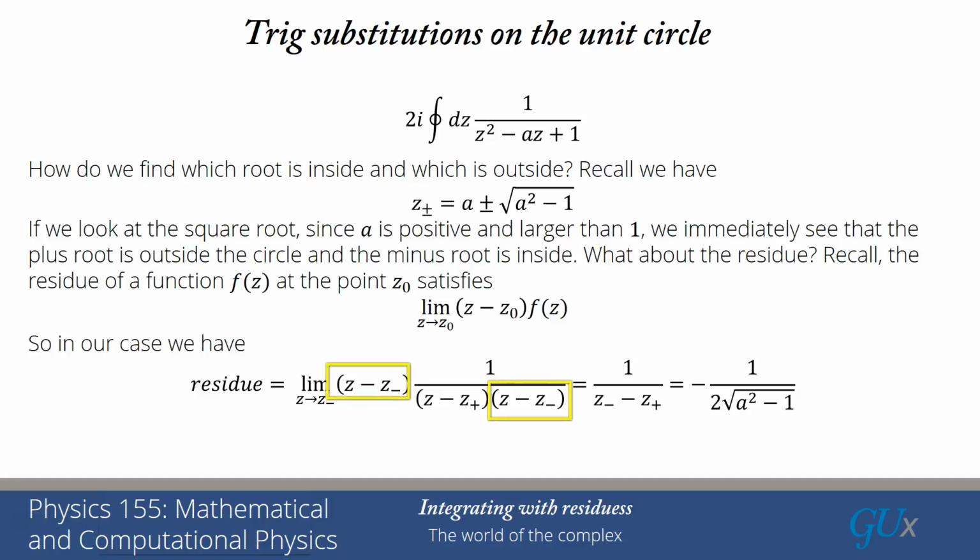I'm left with, and I have to evaluate it at z goes to z minus, so I'm left with 1 over z minus z plus. And when I work that out, I get minus 1 over 2 times the square root of a squared minus 1. So that's my residue.